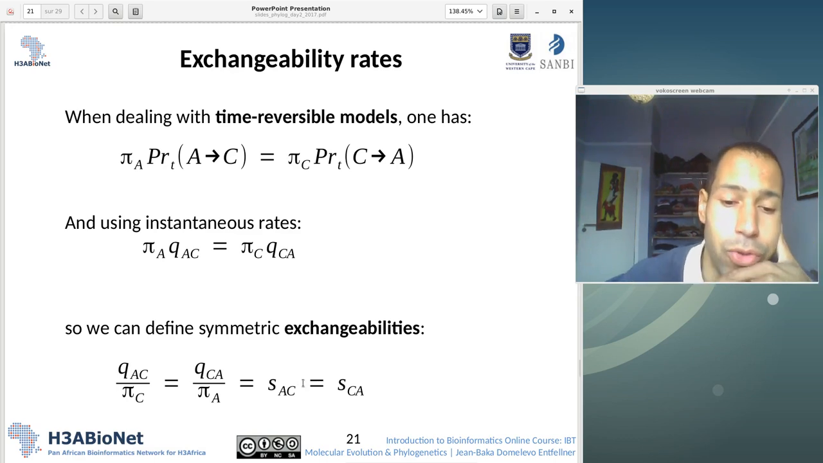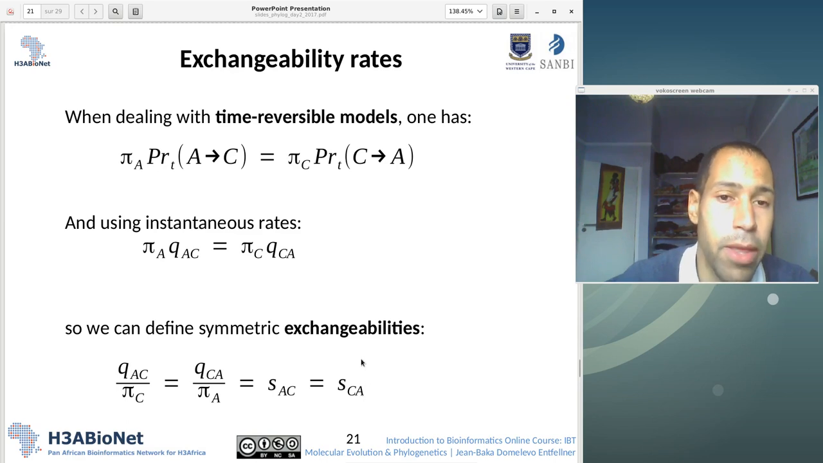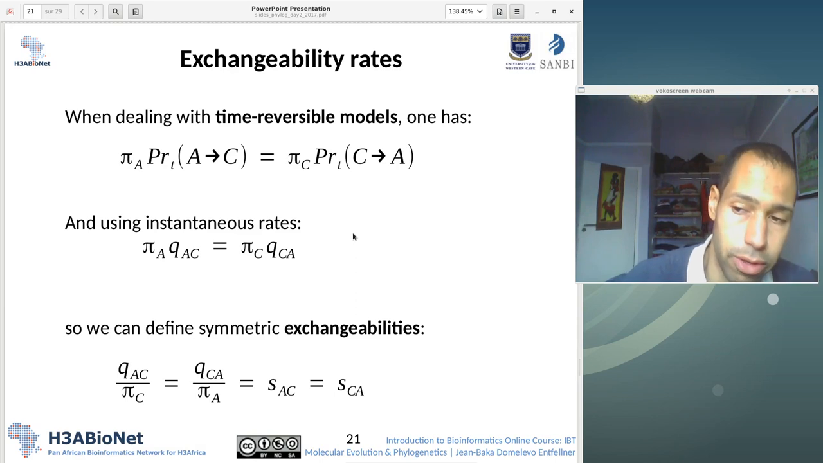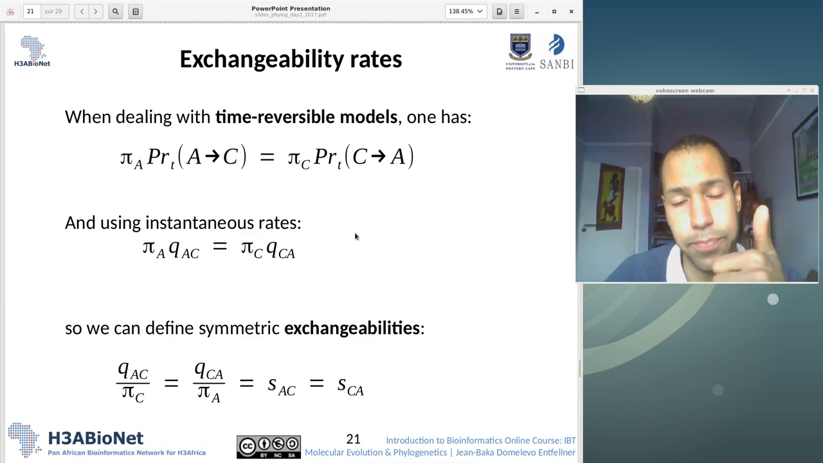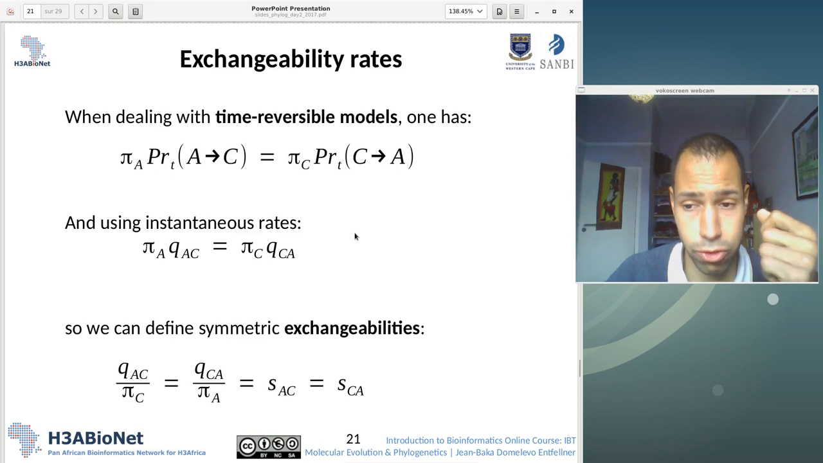Okay, you give these exchangeabilities and you give the 4 equilibrium probabilities. So instead of having to give 16 parameters, you can give only 10 to describe your model. And we'll see that in fact you can give fewer than this. But, okay, so just remember that when we have a model that is at the same time stationary and time reversible, very commonly this model is expressed in terms of exchangeability rates.